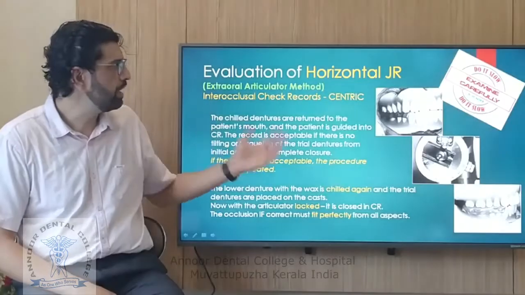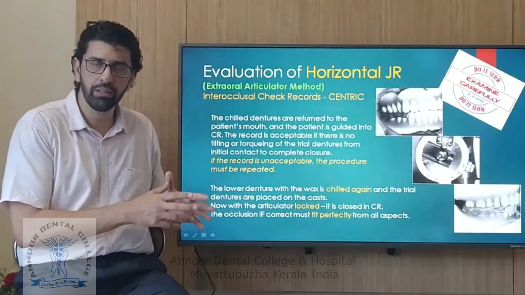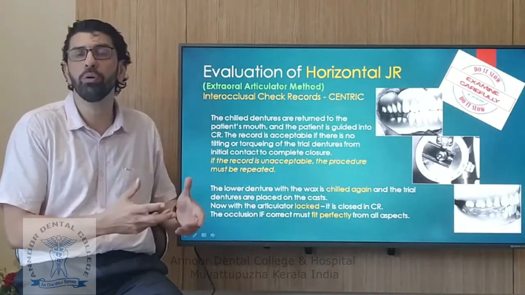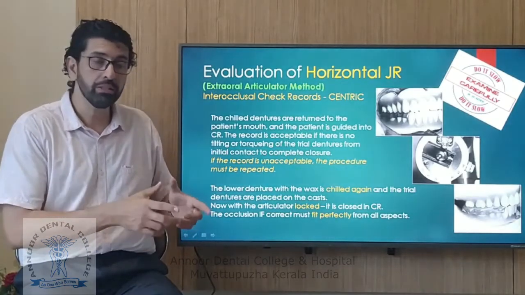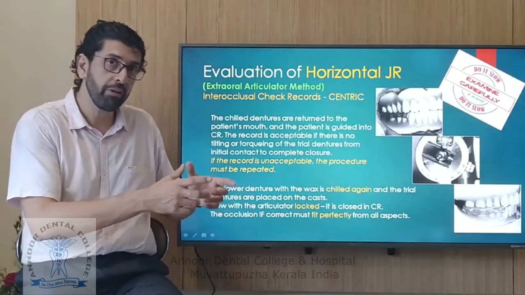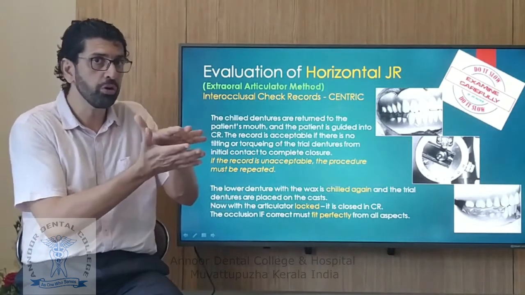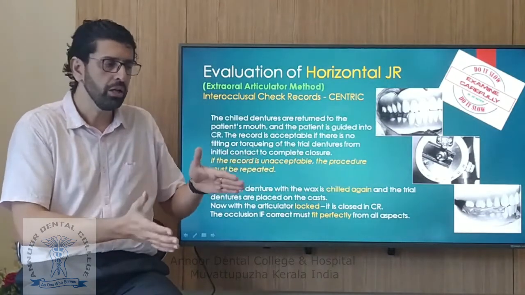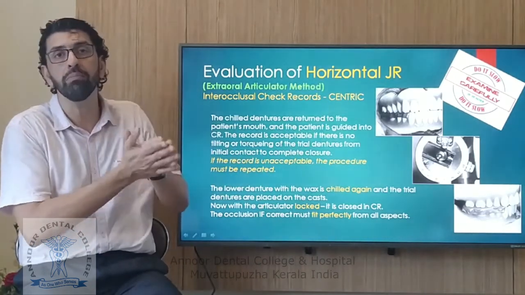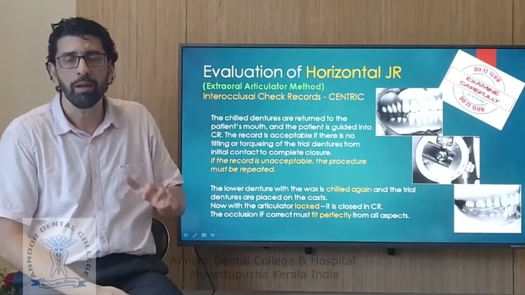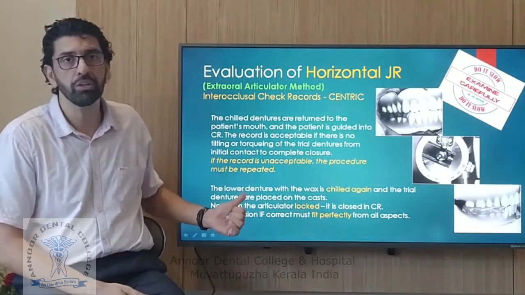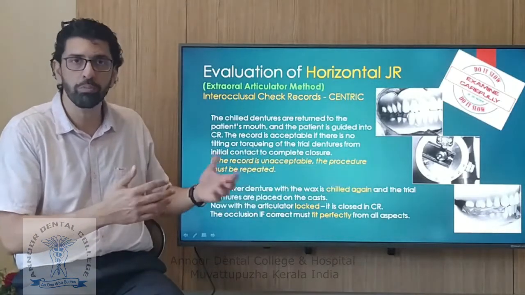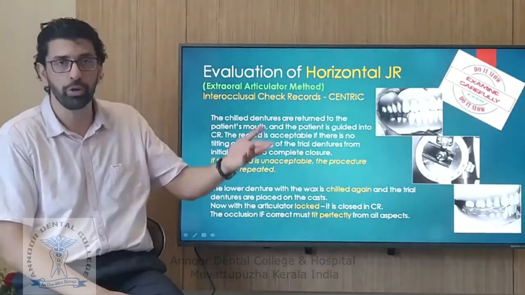So once we have got this record in the mouth and you've checked it, you're going to take it out, you've chilled it, right? And then you're going to put it back into the mouth and you're going to verify it again. Now this time the patient needs to close from first contact to full closure. There should be no slipping, sliding, talking, tilting of the denture. So if this is the case, then you deem that this record is good. If the record is good, you can go ahead and verify it onto the articulator. But if the record is not good, if you see some movement, you want to repeat the procedure and make sure that it is good before you go ahead.